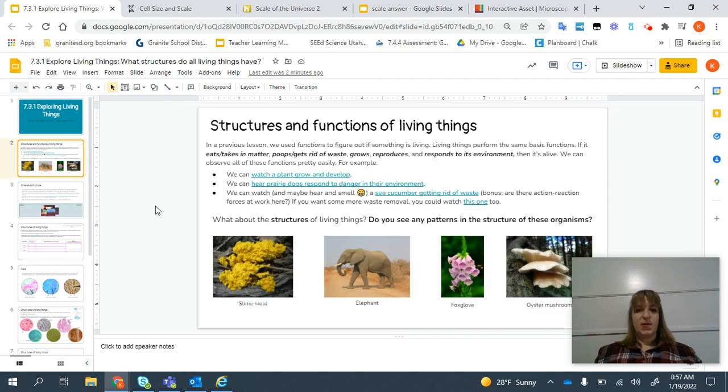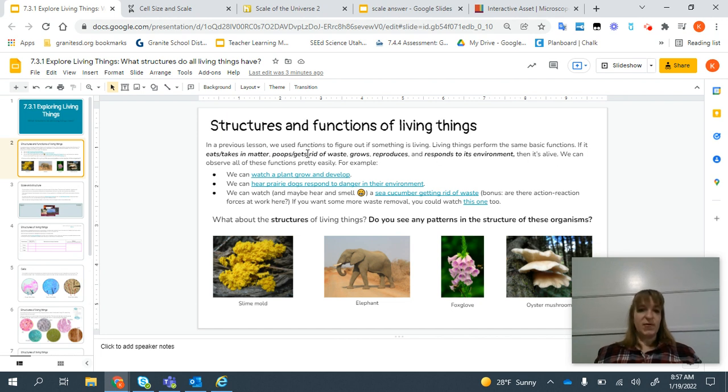So on slide 2, it just reviews the functions of living things that we talked about yesterday. We talked about how all living things perform the same basic functions. So if you want to know if something's living, you can see if they eat or take in matter, get rid of waste, if they grow and develop, if they reproduce, and if they respond to the environment. If they perform all of these basic functions, then we know that something is alive.